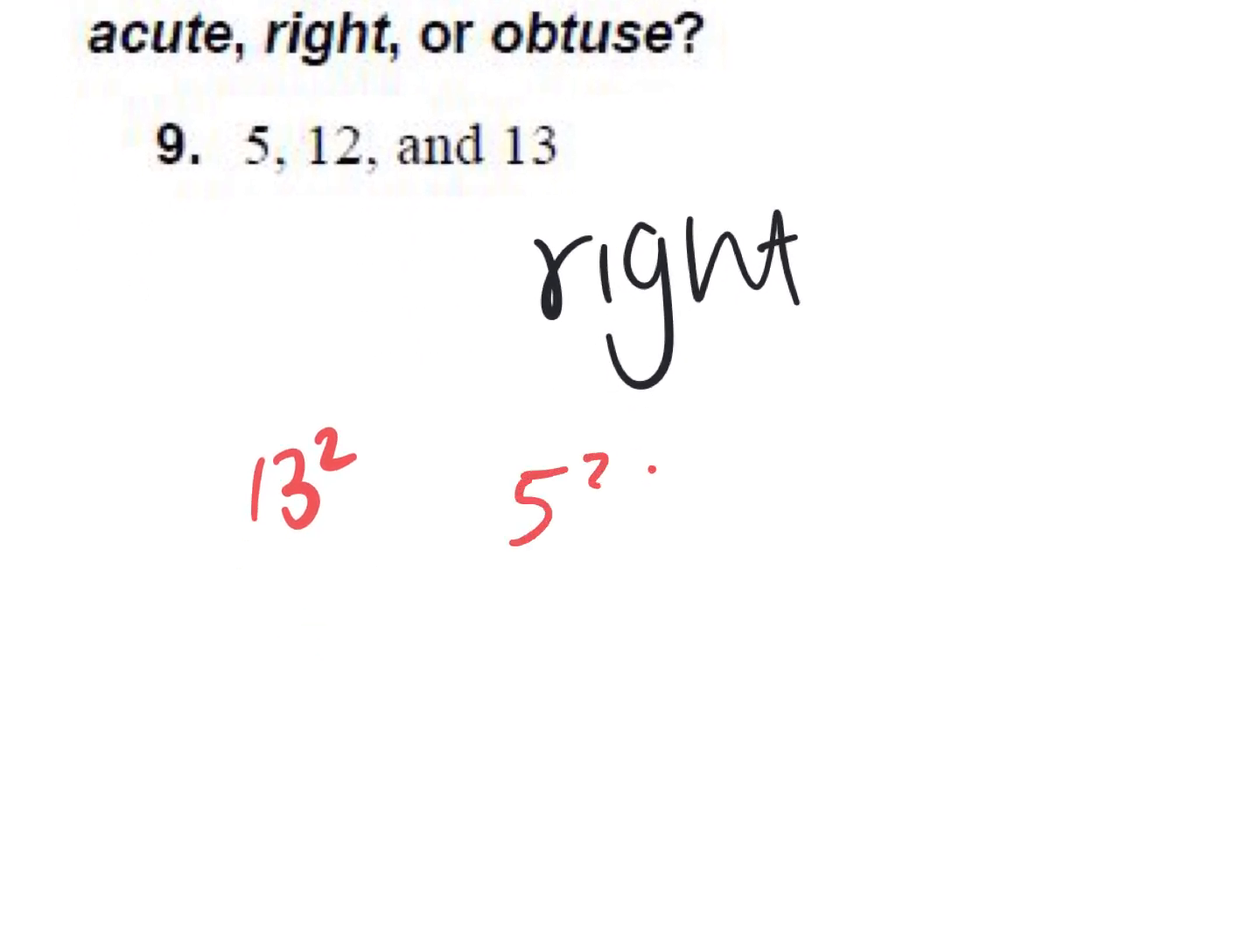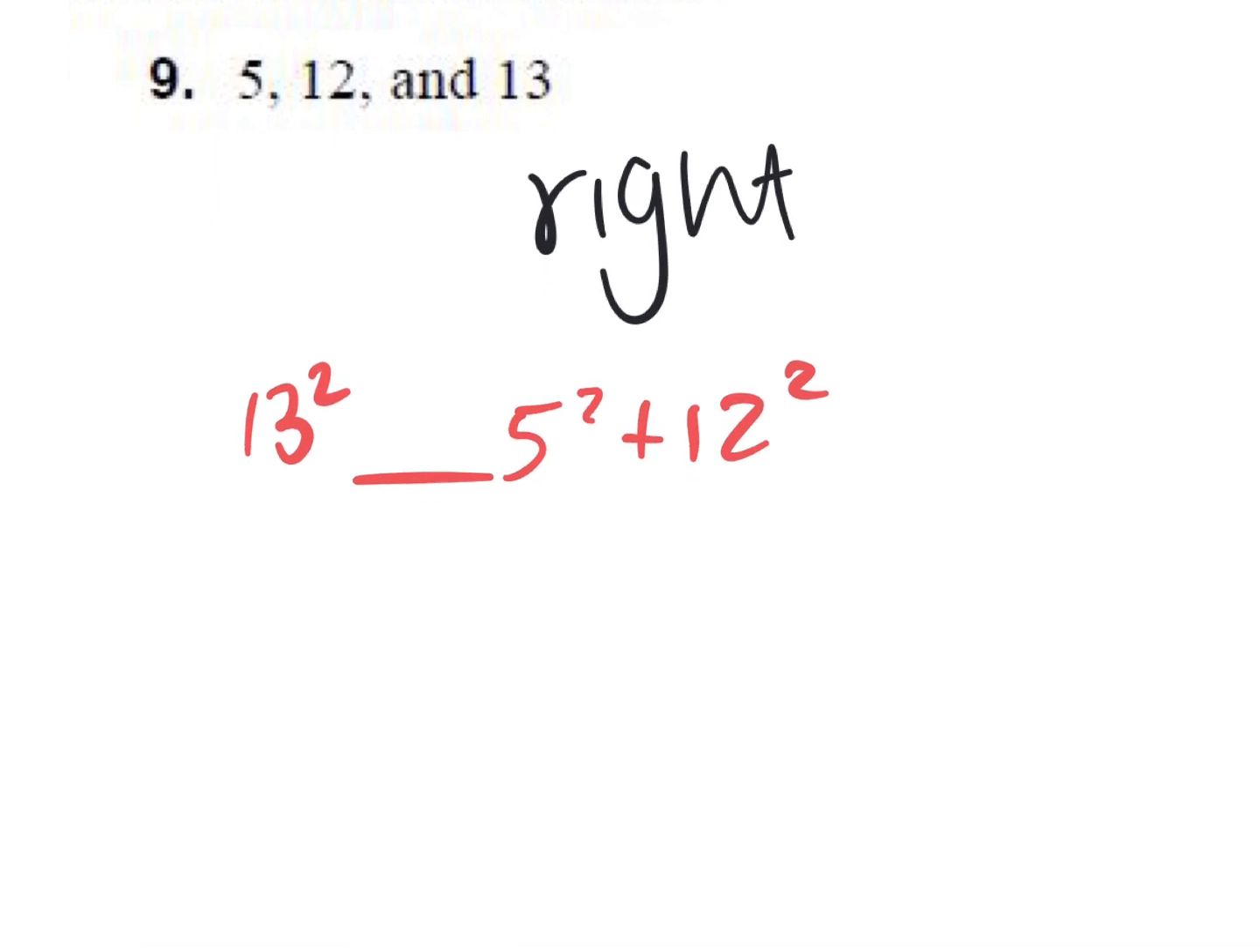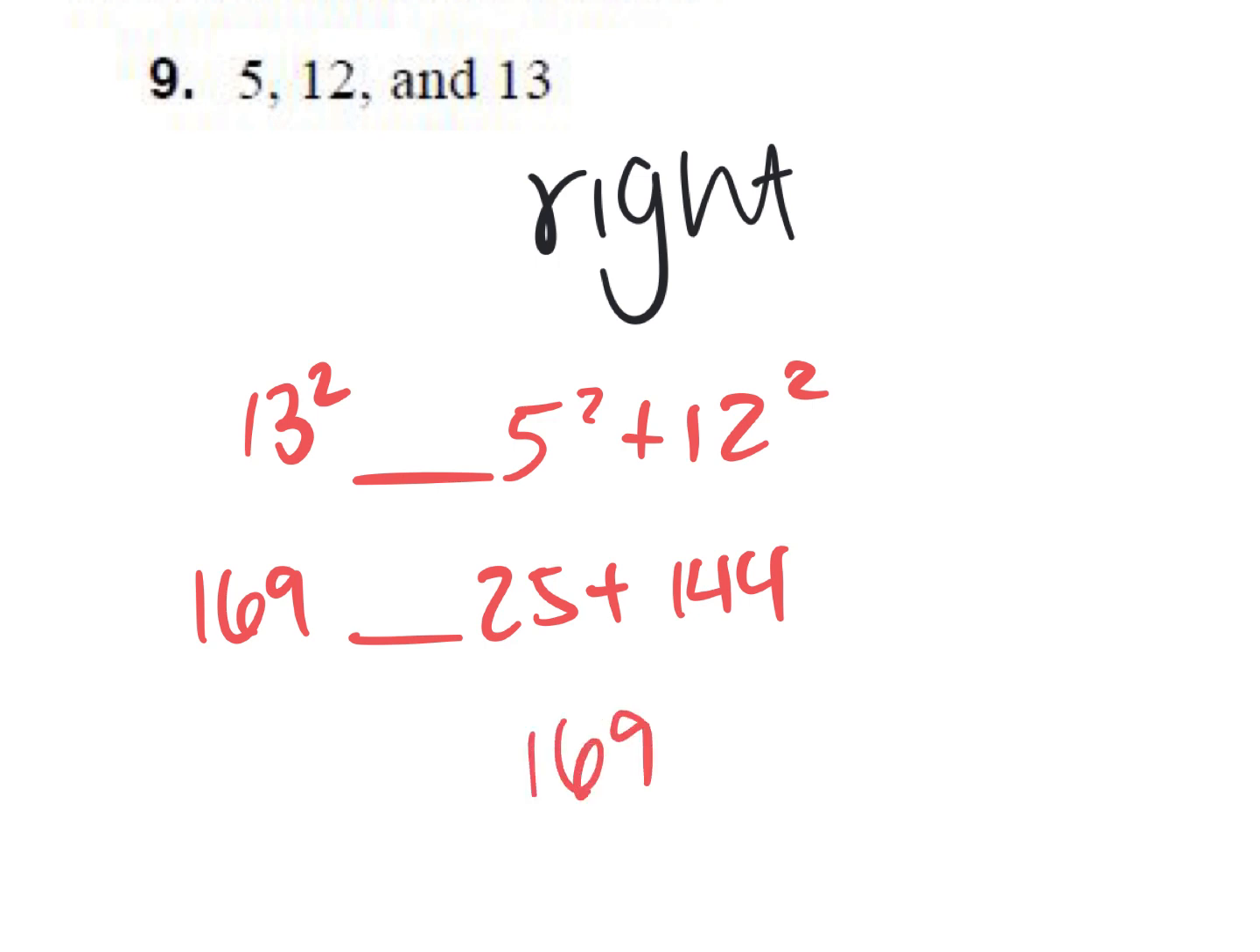And then a line over the 13 to the power of 2. So 5 will be 25. 12 will be 144. And 13 will be 169. So add 25 plus 144, which will give me 169. That's equal to each other.